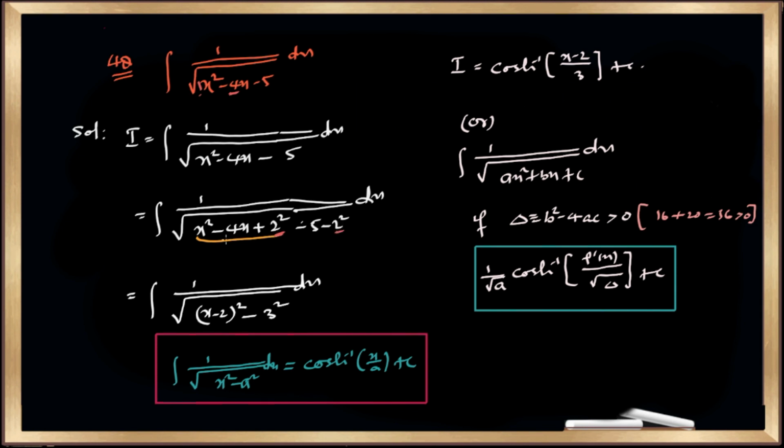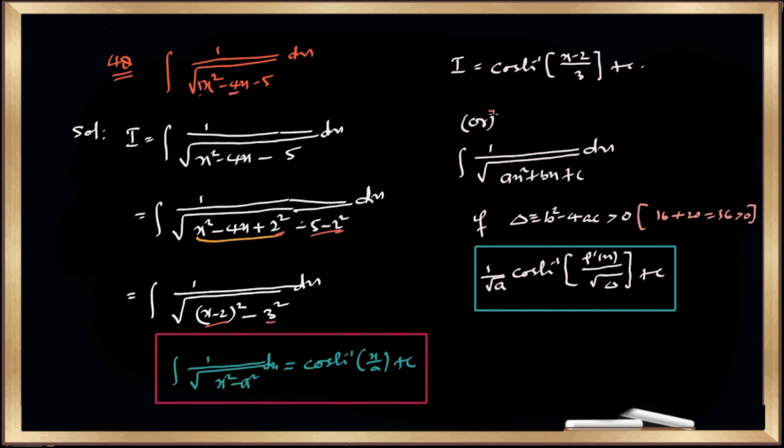If you add 2 square, it will become a square minus 2ab plus b square, a minus b whole square, and minus 5 minus 4 is minus 9. Minus 9 we can write as minus 3 whole square. So this is in the form of integral 1 by root over x square minus a square, that is cosh inverse of x by a. So the answer is cosh inverse of x minus 2 by 3, where x means x minus 2 and a means 3.